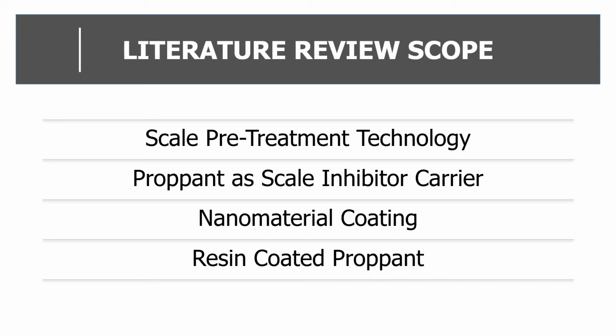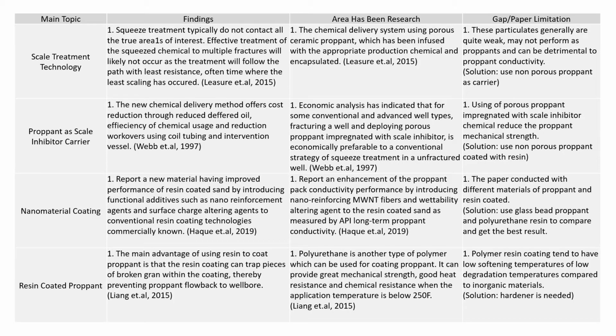The scope of focus of my literature review will cover scale pre-treatment technology, proppant as scale inhibitor carrier, nanomaterial coating, and also resin-coated proppant. So, from 19 research papers that have been thoroughly studied, I found the gap and paper limitation for each of the literature review scopes. The proposed solution has been made up to fill all the gaps between the papers and my research.